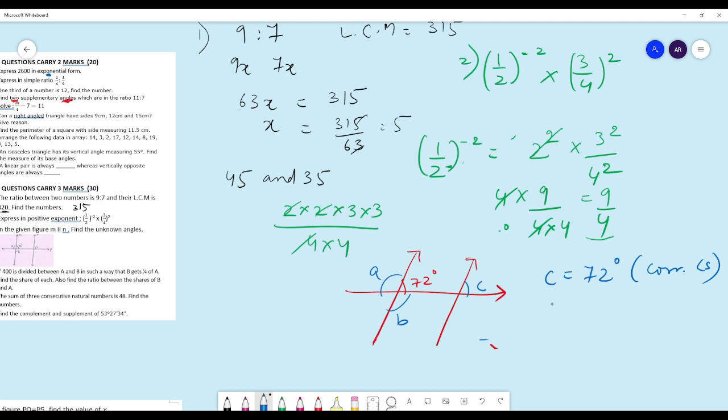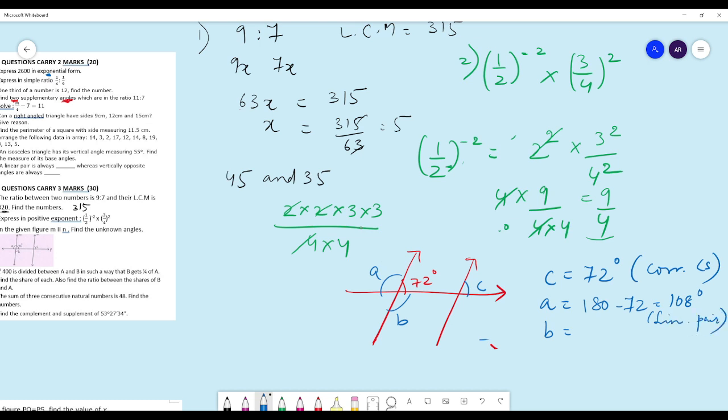Now for angle A, you can see it is a linear pair with 72. So angle A would be 180 minus 72. That makes it 108 degrees, because we know the sum of a linear pair is 180 degrees. And for reasoning you can write over here, it is a linear pair.